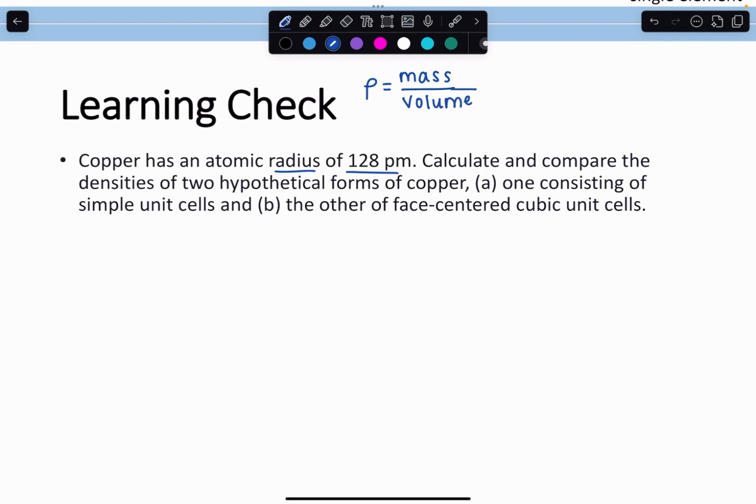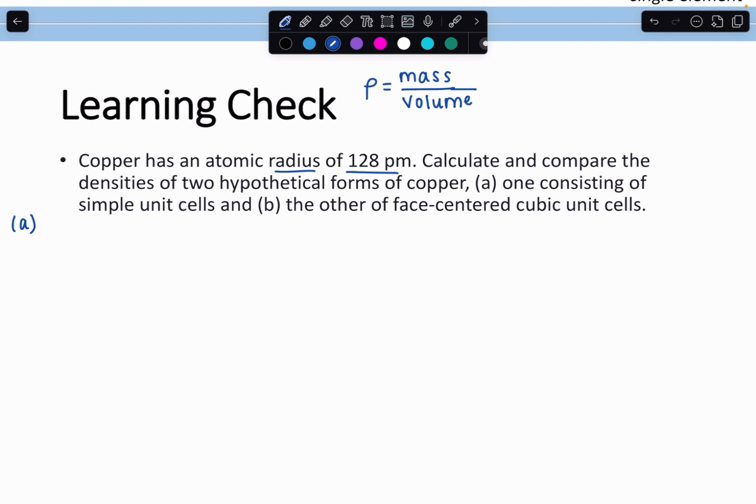The question is about the densities of two forms. We're looking at two different unit cells. So we're looking for the mass of copper in a unit cell and the volume of that unit cell, and then we can calculate the densities. To find mass, we're going to start with A, which is simple cubic. To find the mass of copper in a unit cell, we need to know how many atoms are present and then the mass of those atoms.